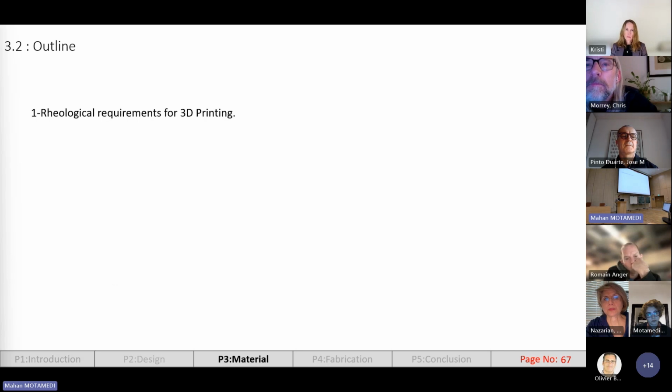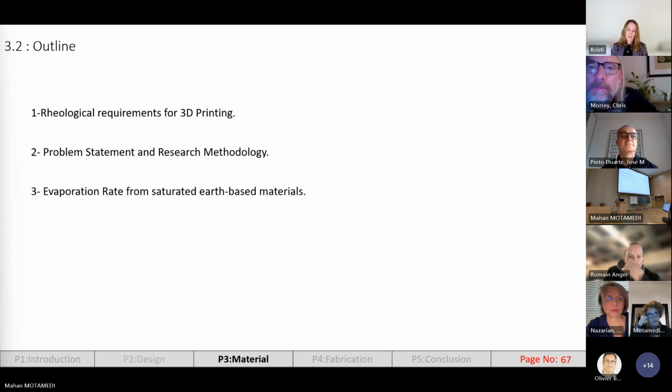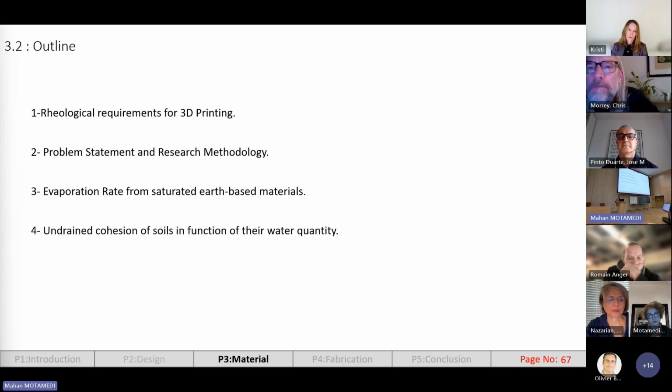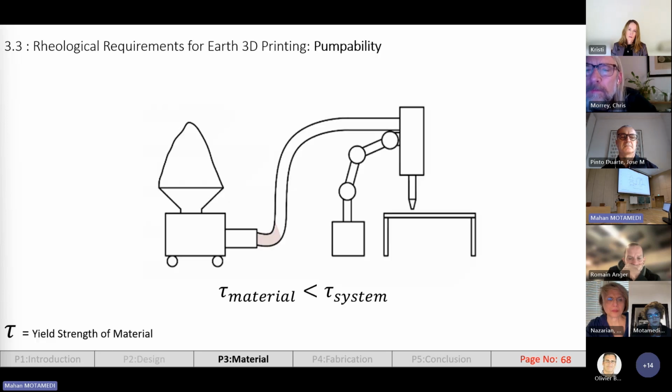The outline of this chapter: first I'm going to introduce the rheological requirements for 3D printing, then I will state the problem of the research, and then we will talk about evaporation rates from saturated earth material. Then I will talk about undrained cohesion of soils as a function of their water quantity, and then we will talk about structural analysis of 3D printed earthen shells.